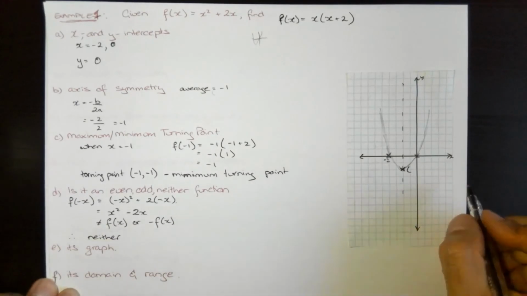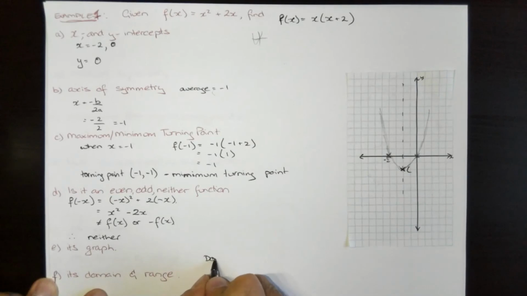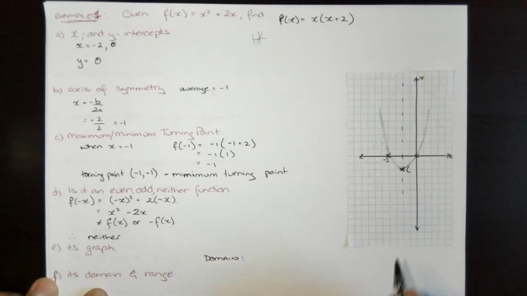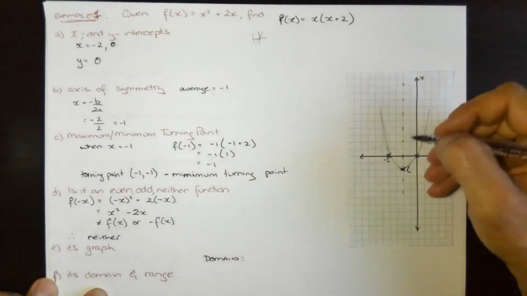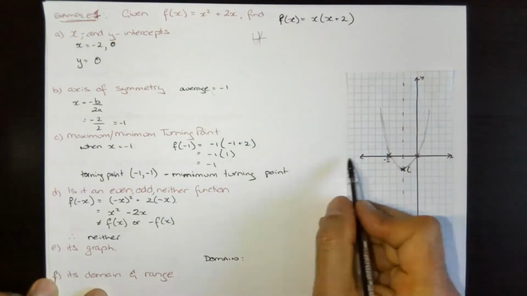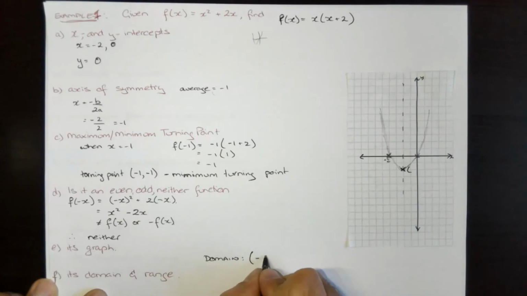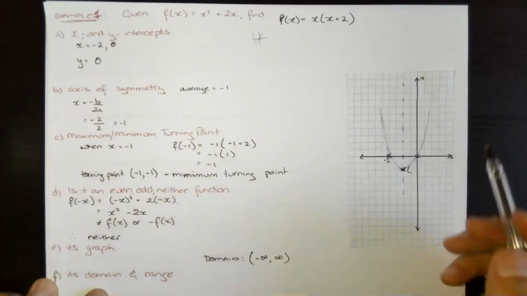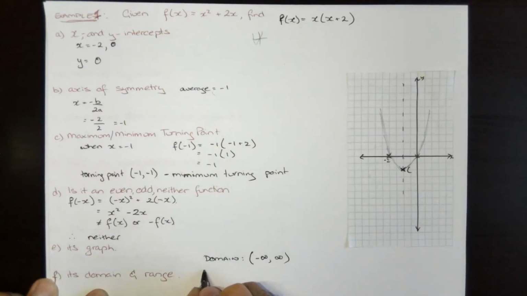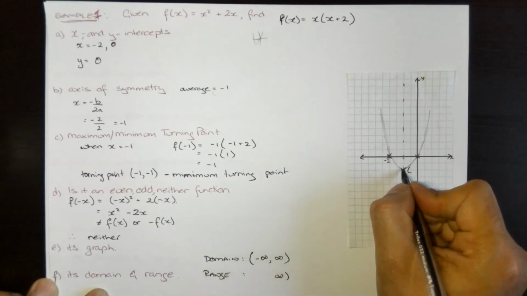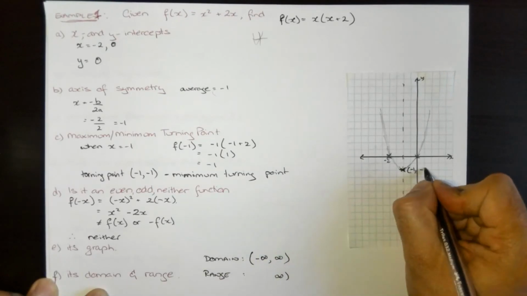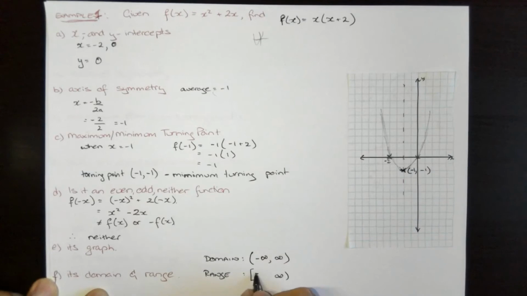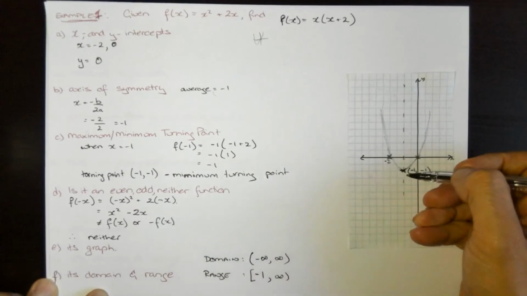Okay, and let's talk about its domain and range. So the domain: this continues on forever and this continues on forever. So the domain will go from -infinity all the way to +infinity. I can take a very large number, plug it in, and I'll get a solution. The range, however, can go on forever, so that's okay, it can go to infinity, but it can only go down to -1. So it goes from -1 all the way to infinity.